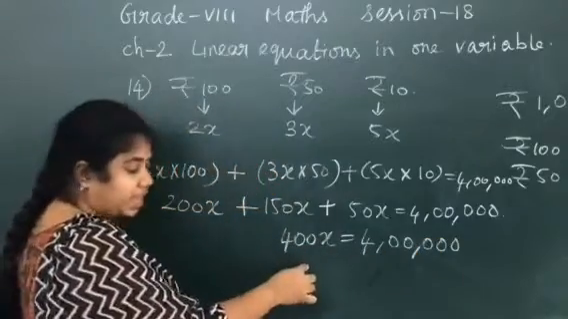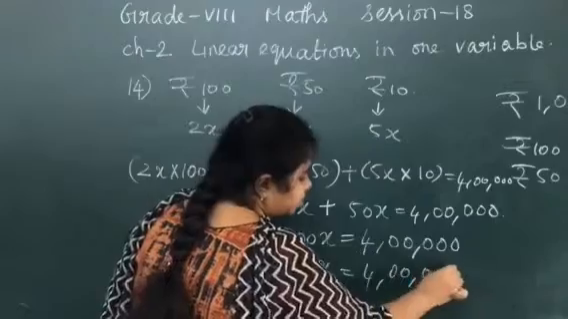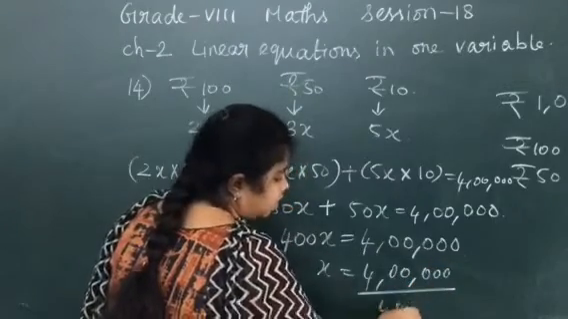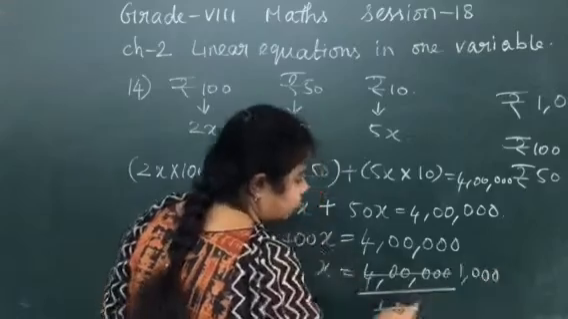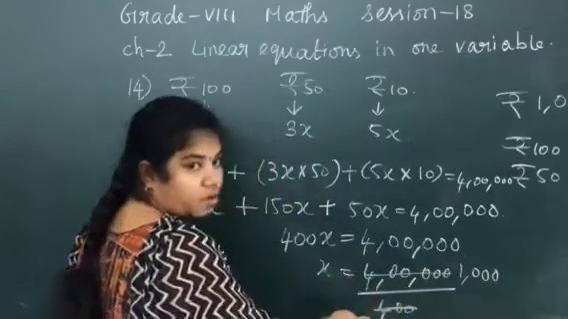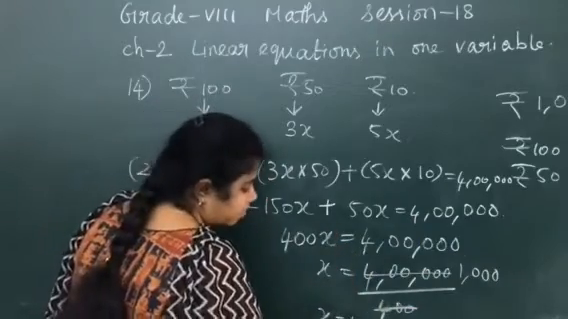400 is in multiplication here. When it goes to the right hand side, it becomes division. When you strike out, you will be getting 1000. Strike out the zeros. 2 zeros will be struck off. 4 and 4 get struck off. So it is 1000. So the x value is 1000.